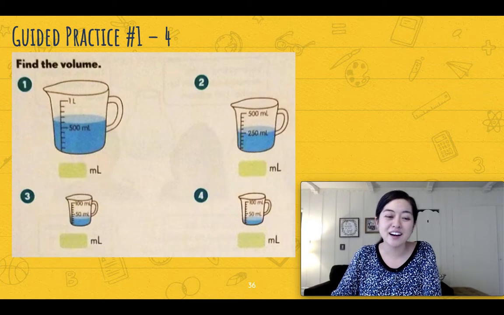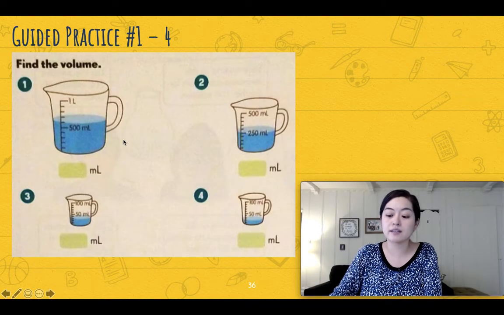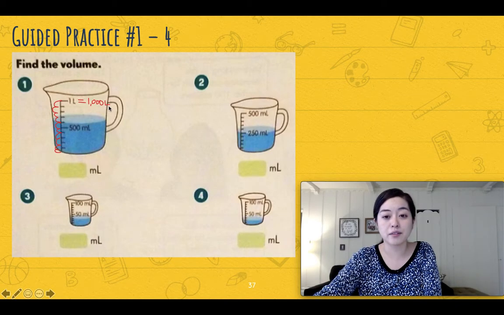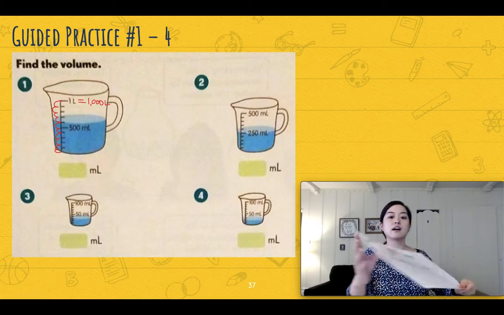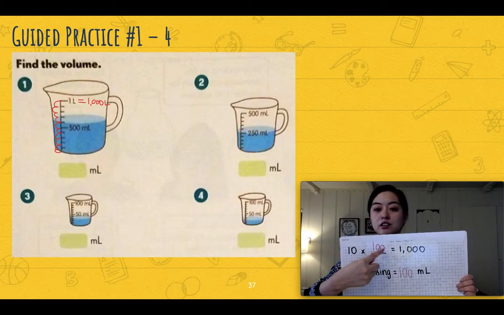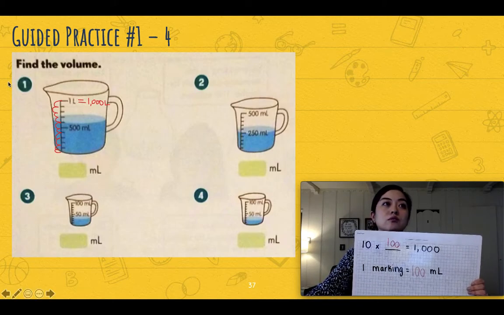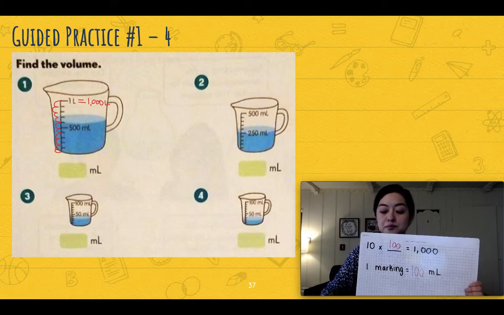Hi, welcome back. All right, let's take a look over here. So with this measuring cup, I see that the capacity is 1,000 milliliters, not liters. I'm sorry about that. That's a typo, okay? And from the bottom of the measuring cup all the way to the top here of 1,000, there's 10 markings. So if I remember correctly, wow, okay, 10 times 100 is 1,000. So one marking is 100 milliliters. So I'm going to count. I'm going to start here at 500 and then I have to go all the way here, which is 600 milliliters. Sweet.